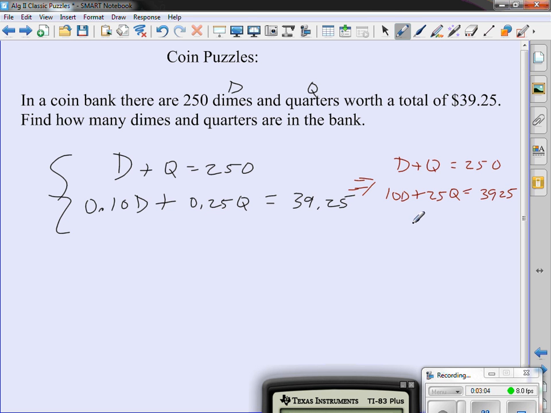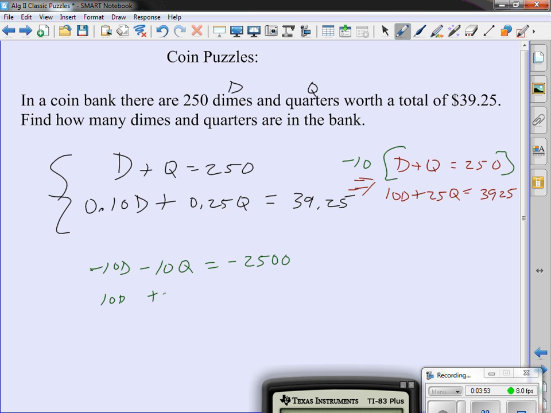Which method do you want to use? Elimination or substitution? Elimination is probably going to be easier, but I can use substitution. Why? Elimination. Which variable do you want to eliminate, D or Q? D. What do I have to multiply by on the top? Negative 10. One's positive, one's negative. I could have got rid of Q, but now I have a bigger number. When I distribute it through, negative 10D minus 10Q equals negative 2500. I just add a 0 to everything.